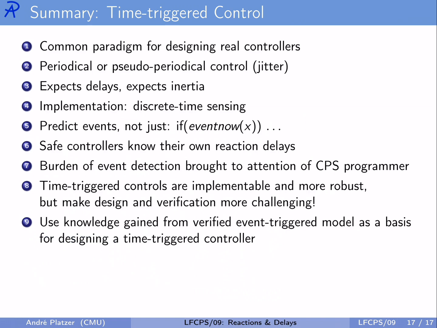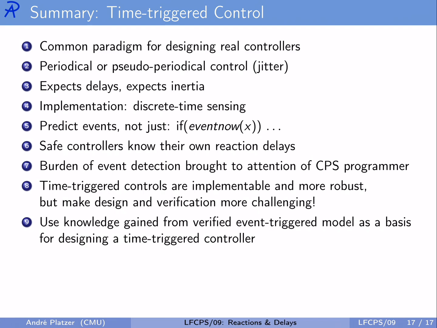The plus side is the implementation is pretty easy. All you need to do is get discrete time sensing working, which is at some non-deterministically chosen points in time, you do check your sensor data. You need to predict events, however. You can't just say, if the event is true right now, then I guess I need to act. But you already need to be preparing yourself for the question, what events could I possibly have missed until the next control cycle, whenever you get to react again. That means safe controllers need to know their own reaction delays and plan accordingly.